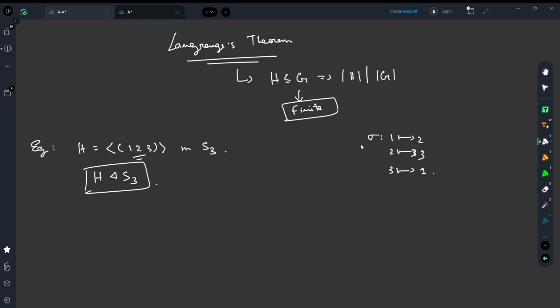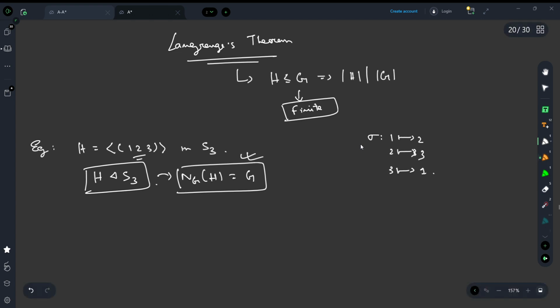Now if you recall the equivalent statements regarding normal subgroups, there was an important statement which said that if the normalizer of H is equal to the whole of G, then H is a normal subgroup of G. We'll try to show this very statement in order to show that H is a normal subgroup of S3, because this will give a nice result using Lagrange's theorem. Observe that, by definition, H will obviously be a subgroup of the normalizer of H in G. So by Lagrange's theorem, the order of H must divide the order of the normalizer of H.